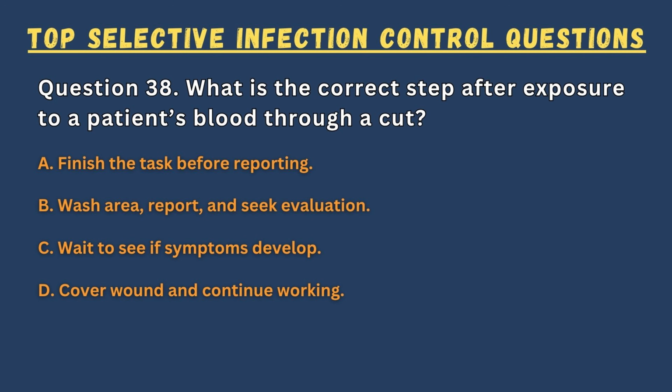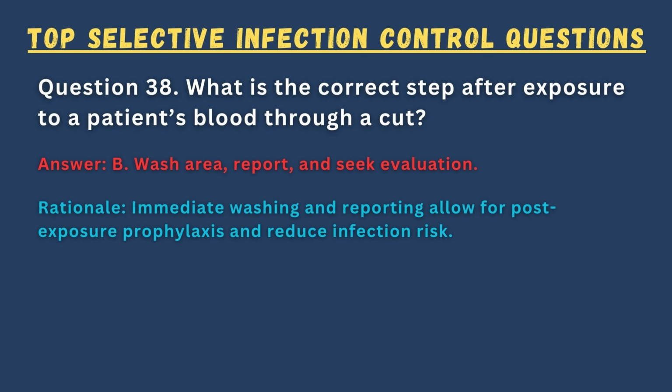Question 38. What is the correct step after exposure to a patient's blood through a cut? A. Finish the task before reporting. B. Wash area, report, and seek evaluation. C. Wait to see if symptoms develop. D. Cover wound and continue working. Answer: B. Wash area, report, and seek evaluation. Rationale: Immediate washing and reporting allow for post-exposure prophylaxis and reduce infection risk.